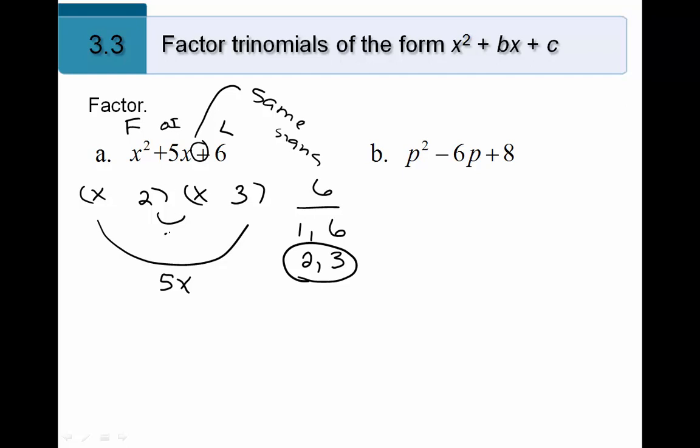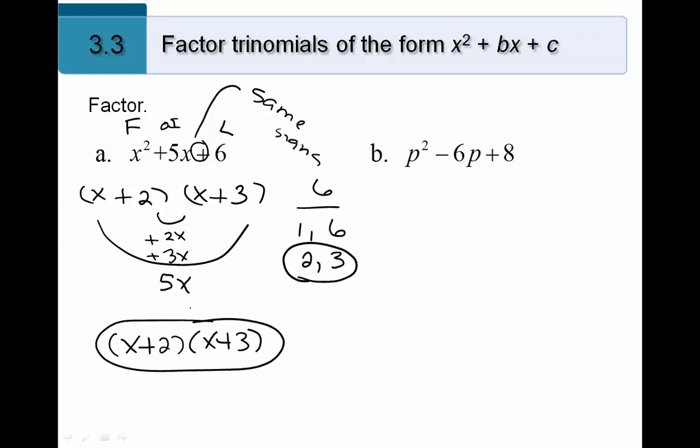Check your inner. 2 times x is 2x. 3 times x is 3x. So they both have to be positive. X plus 2 multiplied by x plus 3. Next example, also there's a positive right here, so we will have the same signs.